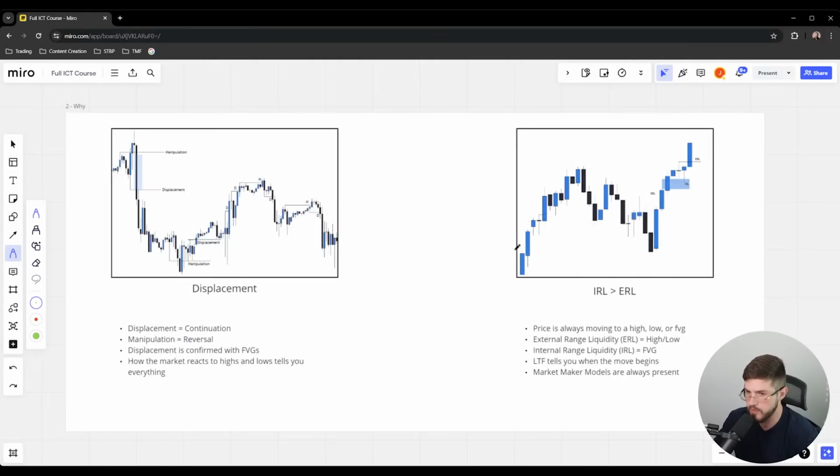So why do we use fair value gaps? Well, number one, going back to our example of displacement, right? Fair value gaps show us displacement. Like we talked about before, we need a fair value gap to confirm a big push in the market and to confirm that the market is going to continue.